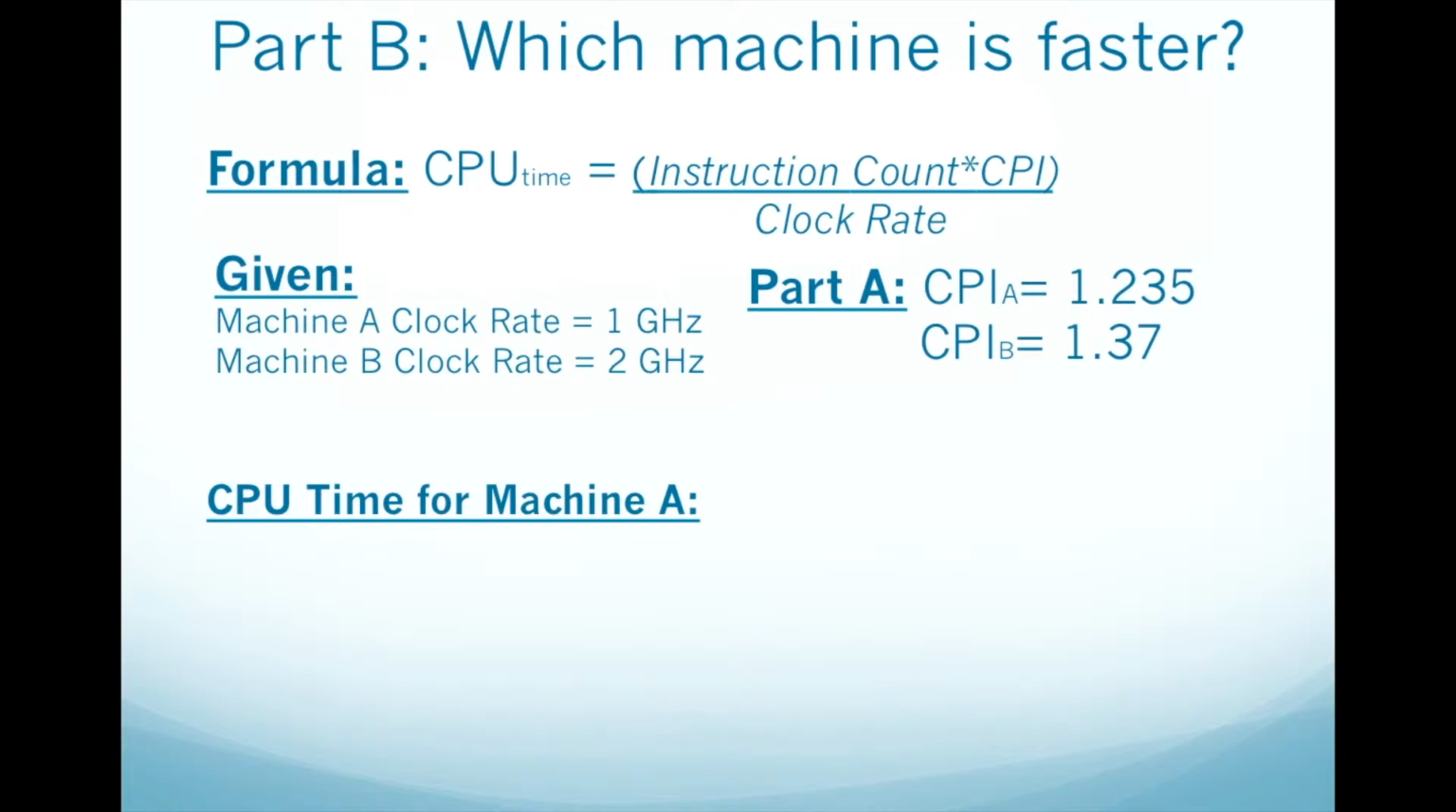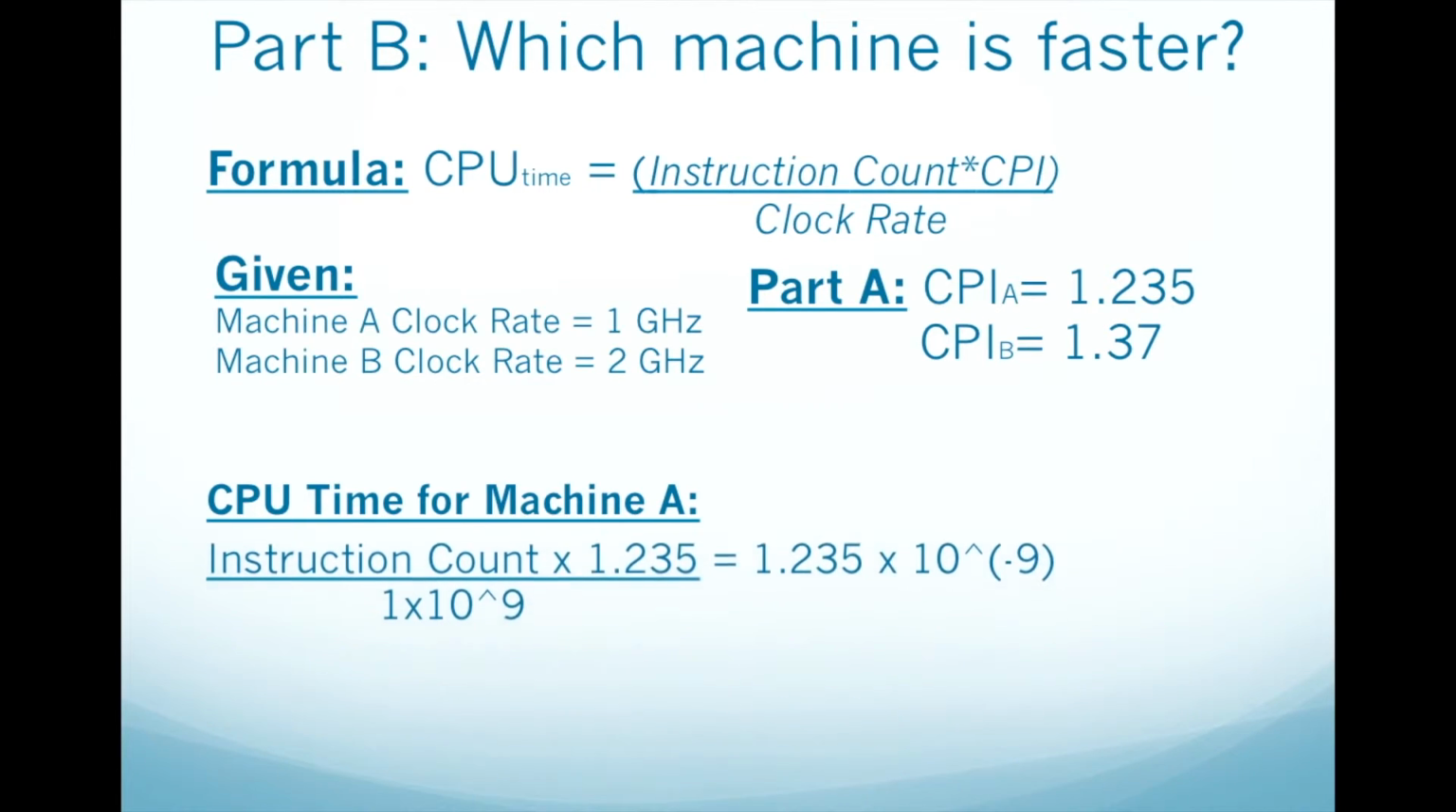So the CPU time for machine A will be calculated by the instruction count times 1.235, which is the CPI, divided by the clock rate, 1 gigahertz, which is 1 times 10 to the 9th. You see, the instruction count, we don't know, but when you're doing the two calculations, both of them will be in terms of instruction count, so you can just leave it as a variable.